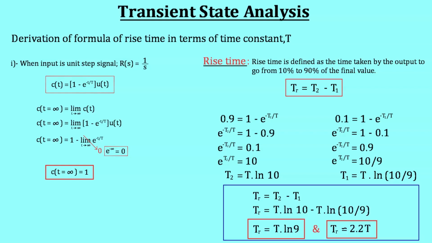Now, as we know that rise time is equal to t2 minus t1, we will get rise time equal to time constant multiplied by natural logarithm of 9. And if you put the approximate value of natural logarithm of 9, then you are going to find the approximate formula of rise time to be equal to 2.2 times the time constant.